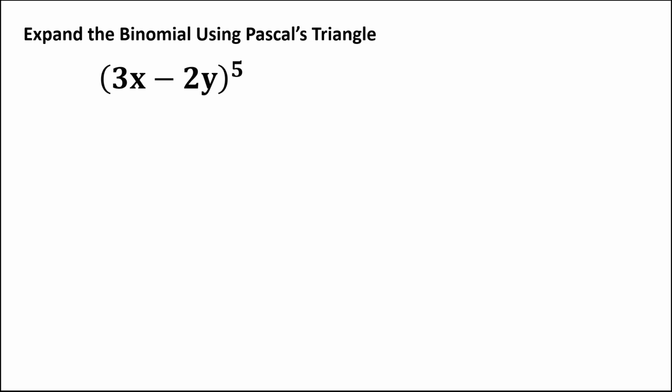So for this problem, to expand the binomial using the Pascal's triangle, first we need to construct a Pascal's triangle, and this is how to construct it. So we have 1, then starts with 1, ends with 1, then again starts with 1, then this 1 plus 1, this is 2, then ends with 1. So always starts with 1, then 1 plus 2, that's 3. 2 plus 1, this is also 3. Then always ends with 1.